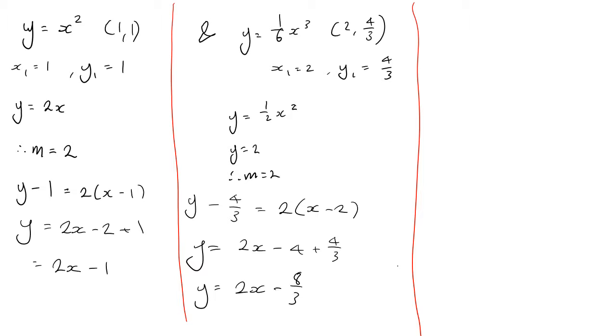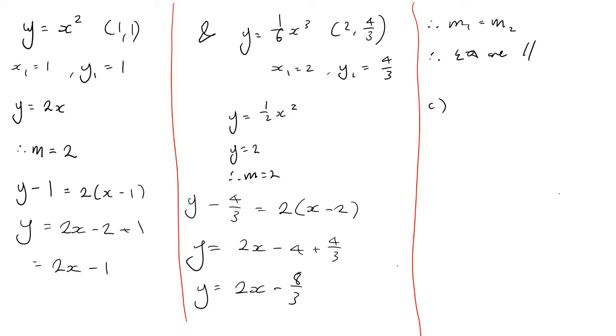So y equals 2x minus 8 on 3. So our final step is to prove that these two equations are parallel. And we can do that by saying the gradient m1 equals m2. And therefore, the two equations are parallel.